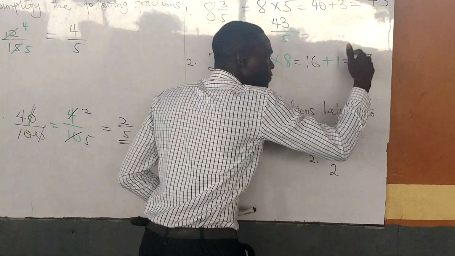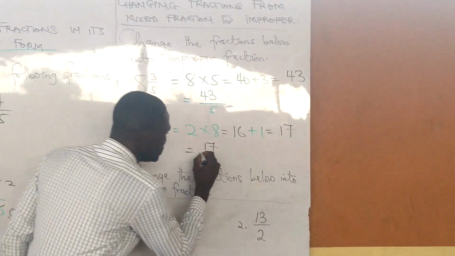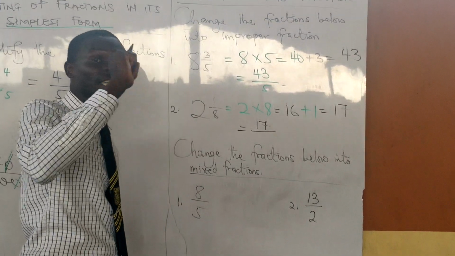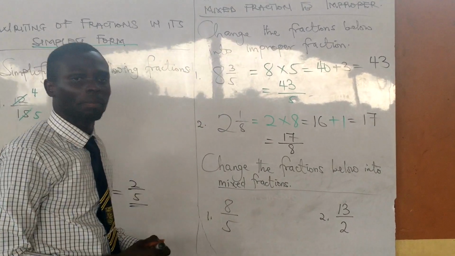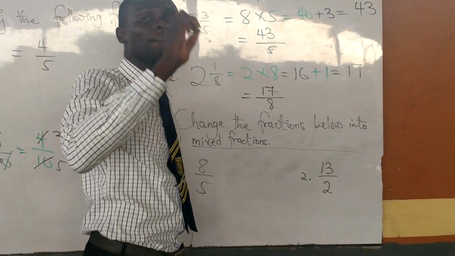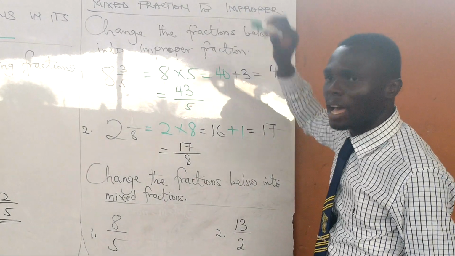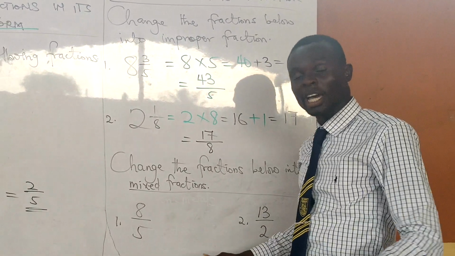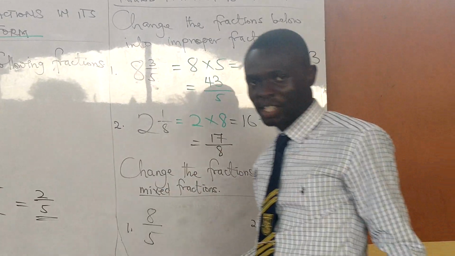So after doing everything, what did we get? We had 17. Then you divide the 17 by the denominator. And what is the denominator? 8. So we divide by 8. And this is 17 over 8. And this fraction is improper because the numerator is greater than the denominator. Like a little girl carrying a fat woman. So we say it is an improper fraction.